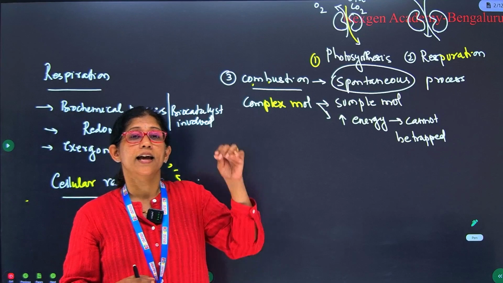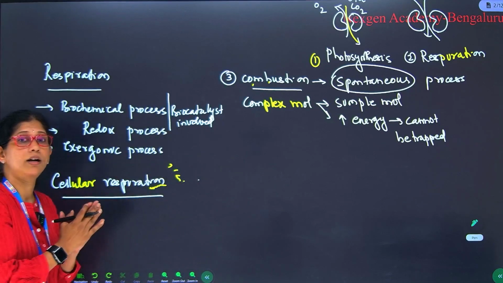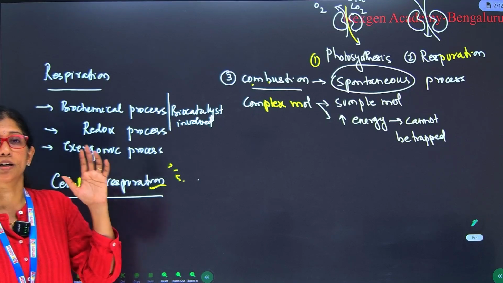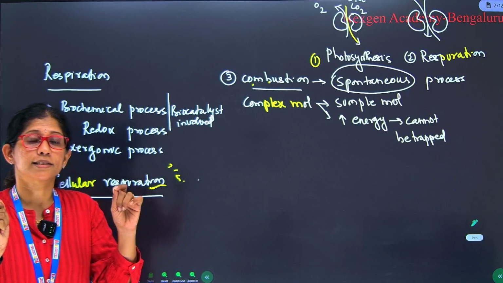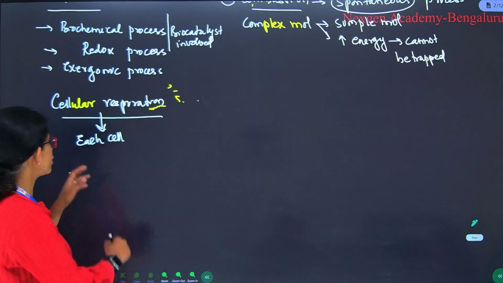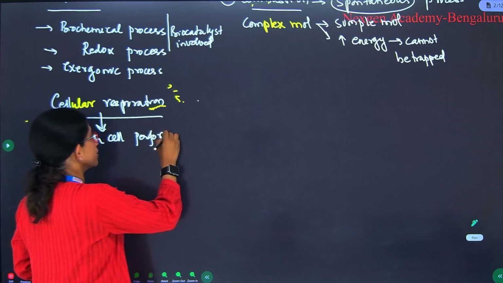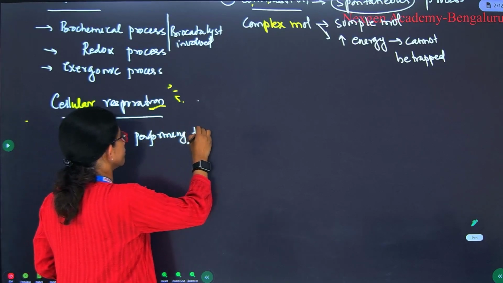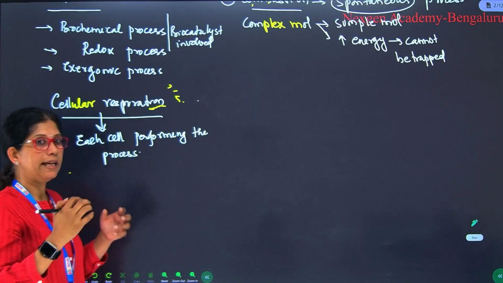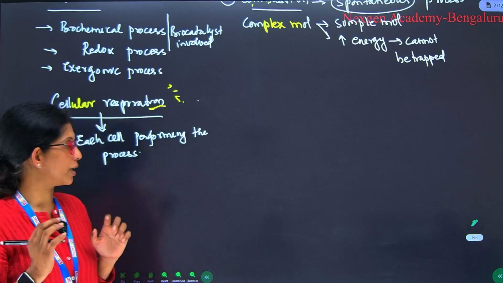That is the reason when every cell of a plant undergoes respiration, that process is called cellular respiration, right? So, respiration in a multicellular organism is also known as cellular respiration. Now, why cellular respiration? Each cell is performing respiration, right? So, the process is performed by individual cells. That is the reason it is known as cellular respiration, right?